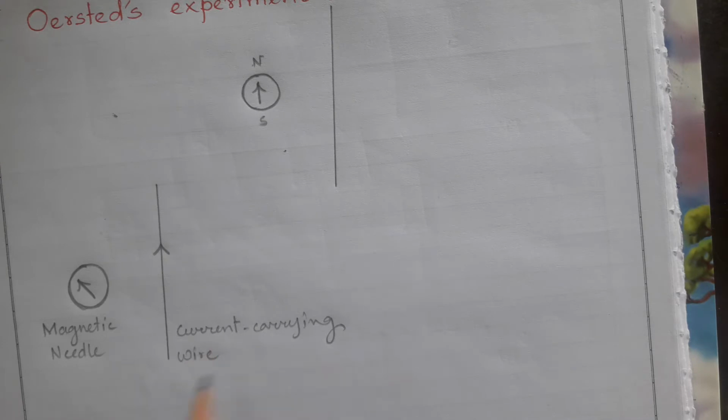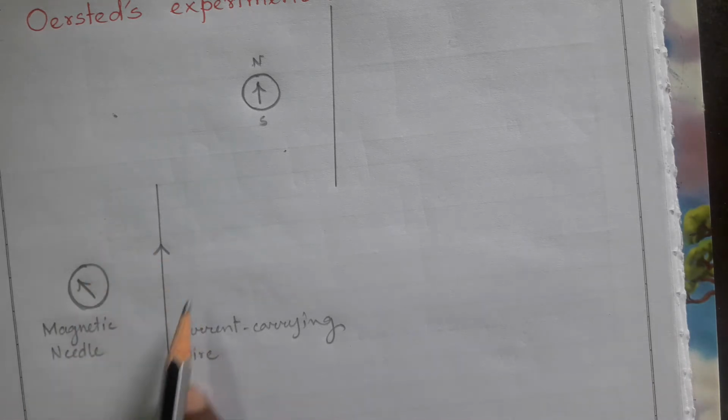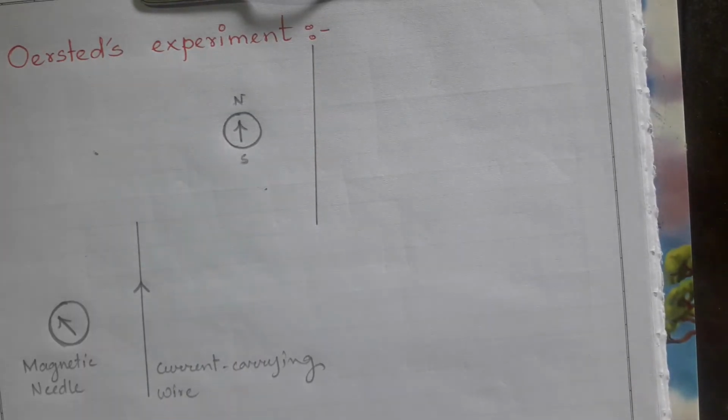So a current carrying wire produces deflection, which means what? A current carrying wire produces a magnetic field. That magnetic field deflects this magnet because one magnet can affect the other magnet. So the conclusion is, when current passes through a wire, a magnetic field is produced in its surroundings. That magnetic field affects this magnet. So this is Oersted's experiment.